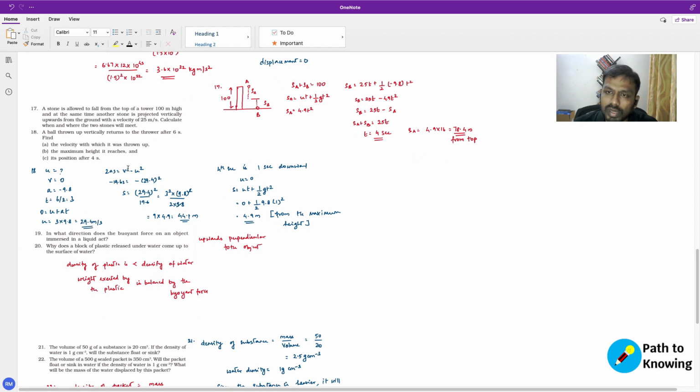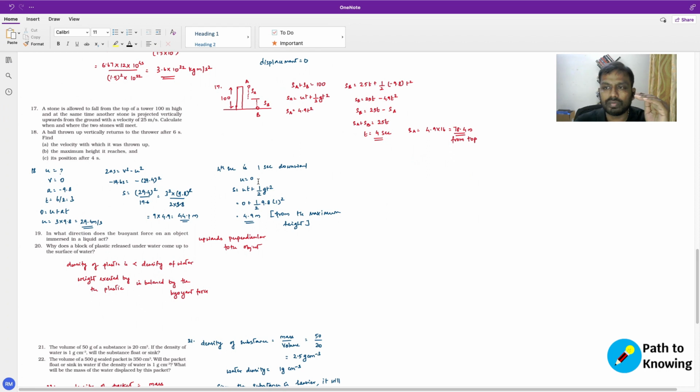Now with this, you can apply the third law of motion to find the maximum height it reaches, which is s, right? So you can solve for s by this formula, and when you apply it, you will see that it is going to be approximately 44.1 meters. Now for the third one, its position after the 4th second. We know that it would have taken 3 seconds to reach the maximum height. So after 4 seconds, it's enough that we find the distance covered by that object in the first second after it has reached the top, right? So it's enough that we find that.